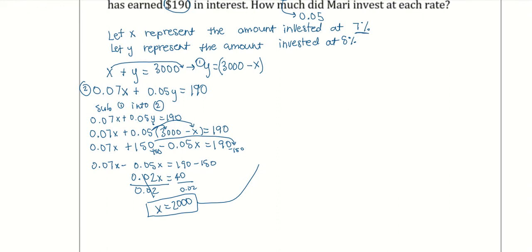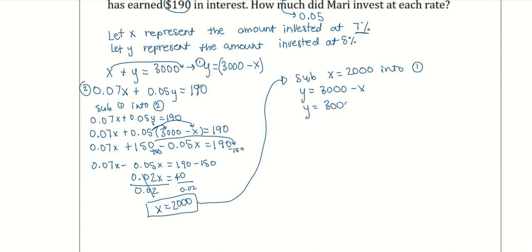Now to find the amount that was invested into the other one, I'm sure you could do this in your head, but we are just going to show our work. So we're going to sub x equals 2,000 into equation 1, since y is already isolated. So that was y equals 3,000 minus x. And in this case, we're saying x is 2,000, so we can say y equals 3,000 minus 2,000. Y equals 1,000.